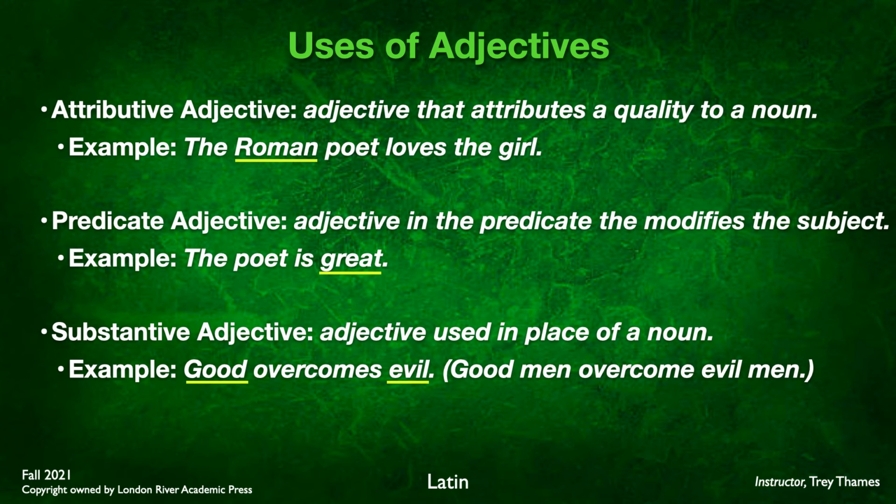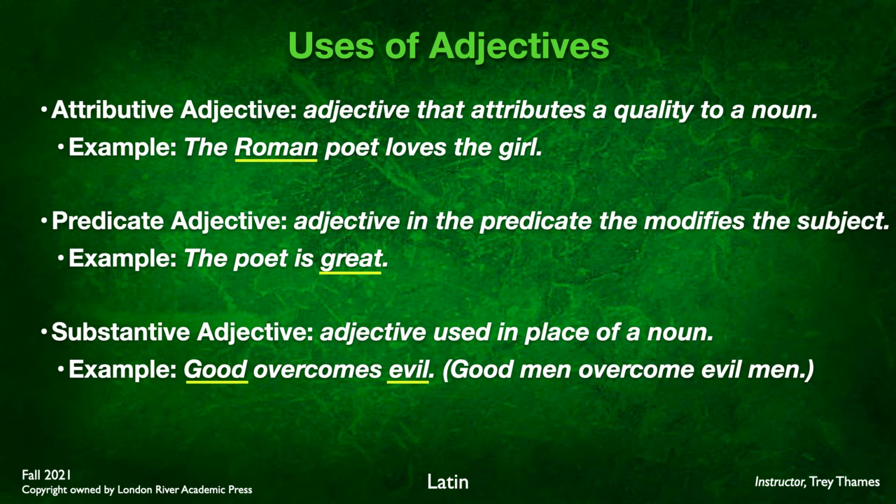And then finally, the third use of the adjective is the substantive adjective. This is an adjective used in place of a noun. This is a great example here in English. You might have heard this before. Good overcomes evil. Well, what do we mean? Good is not a thing. It's an adjective. It's modifying something. And same thing with evil. In this case, what they're saying is good men overcome evil men. And so good is being used in place of the phrase good men, and evil is being used in place of the phrase evil men. And so you, as a reader, just understand that the word men is to be understood here. So good overcomes evil. So that is the use of the adjective.